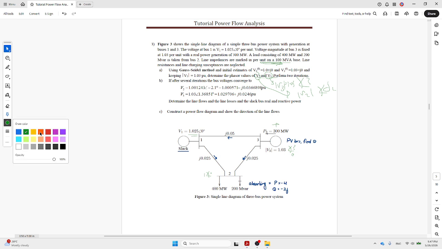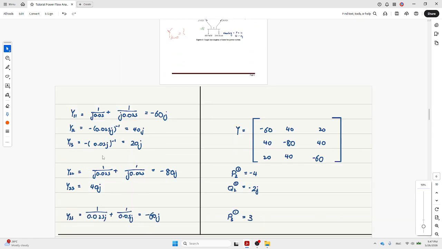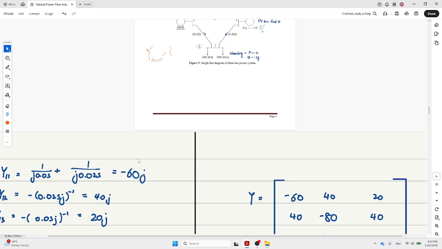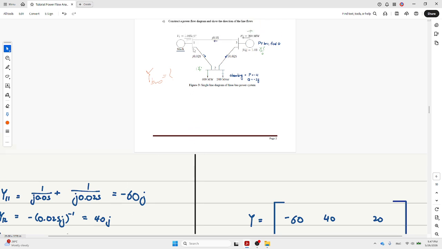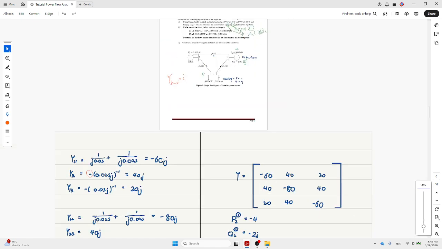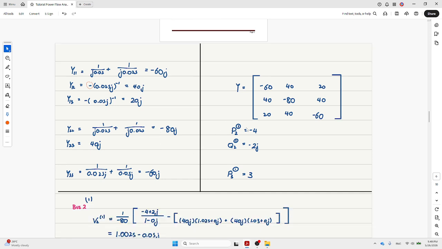So what is the first action we should do? We have to construct the Y bus. How should we construct the Y bus? Y11 is connected to 0.05 and 0.025, which is minus 60. Then between 1 and 2 is 0.025, which is 40. Since we need a minus here, it becomes minus 40, and the other one is 20, and the others are calculated in the same way. So minus 80, minus 60, and this is the Y bus.